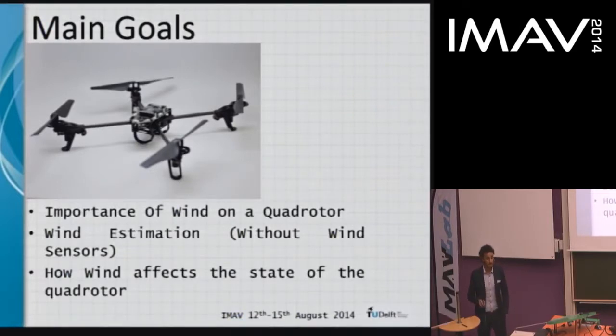So I arrived in Zurich and they said, we don't want to install any wind sensor. If it's possible, you have to come up with an idea on how to estimate wind on a quadrotor with the common sensors that you have on a quadrotor. And so first we have to understand how wind affects the state of the quadrotor.